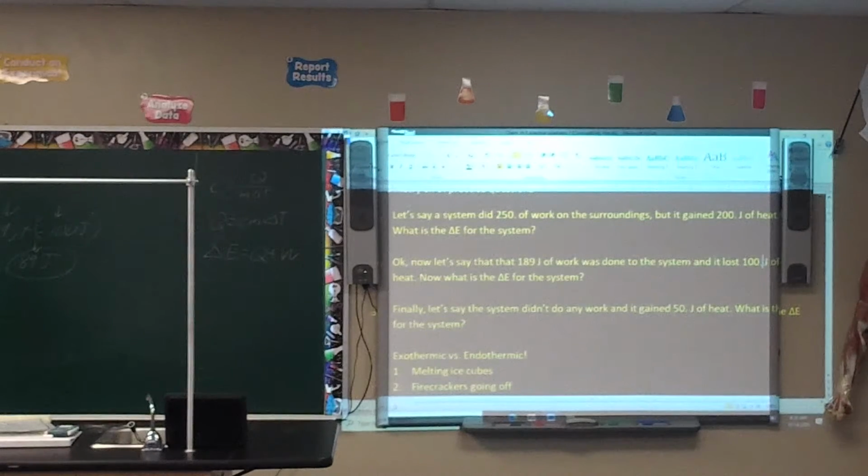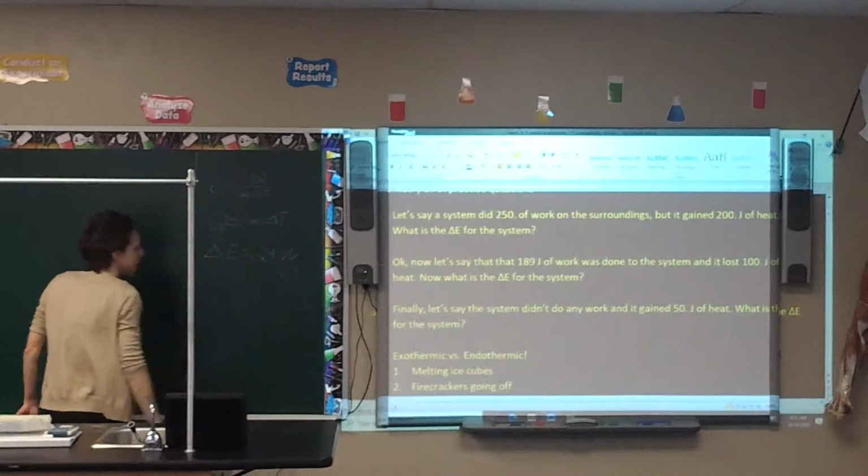Alright, last one. Finally, let's say that the system didn't do any work, but it gained 50 joules of heat. What is the delta E for the system? If it didn't do any work, did it lose or gain energy? Nope, we just write 0 for W at that point, because nothing has happened there.